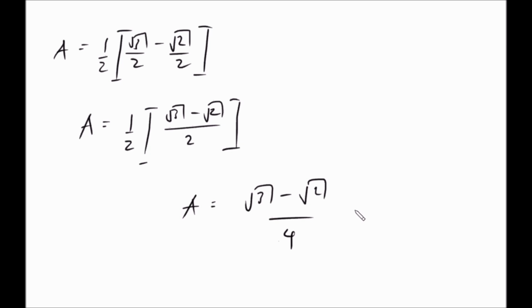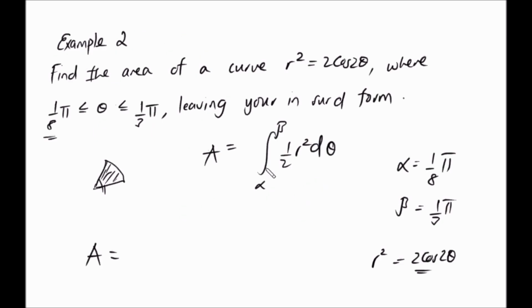Yeah, so it says leave your answer in surd form. So our answer is that: the area is radical 3 minus radical 2 over 4. Let me say see you in the next tutorial.